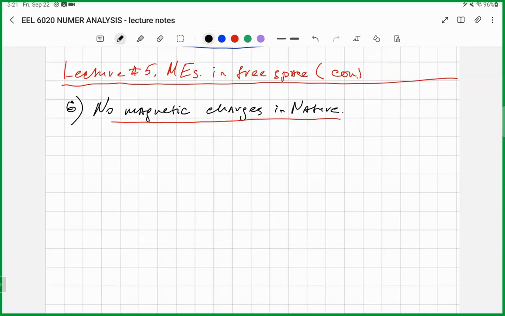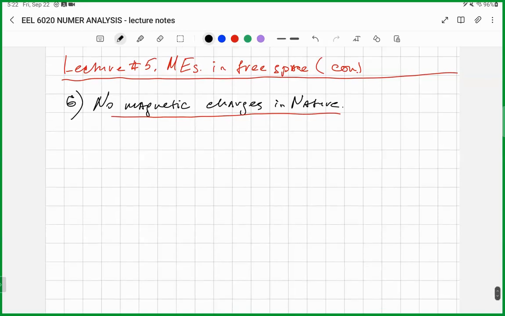Pretty interesting fact. So electric field is created by electric charges, but at the same time we have magnetic field, but magnetic field doesn't have any charges. And the magnetic field is created by the moving charges, right? Moving electric charges. Let's also note this: no magnetic monopoles. What does it mean?